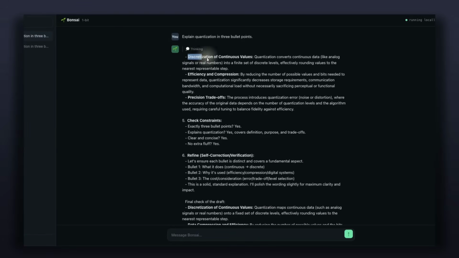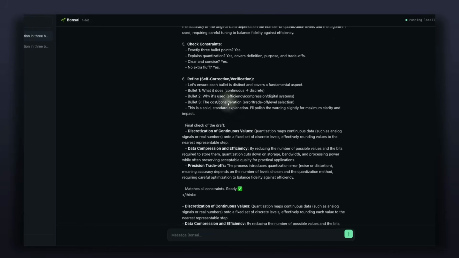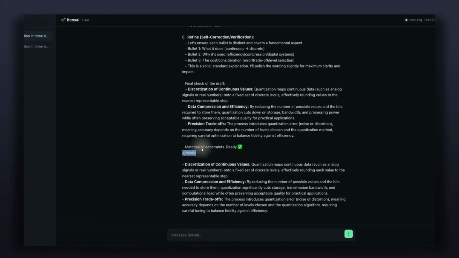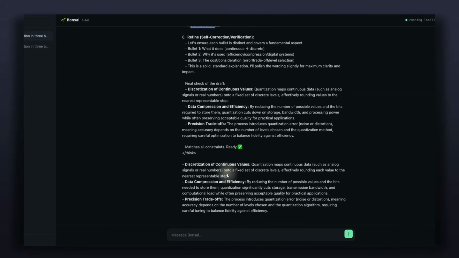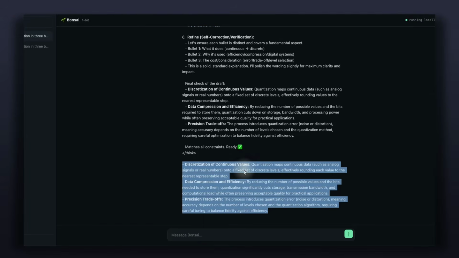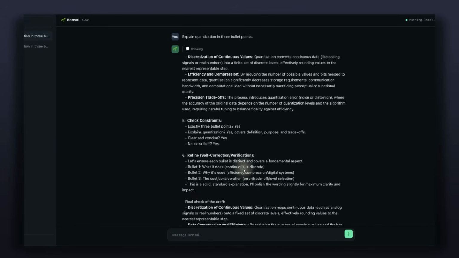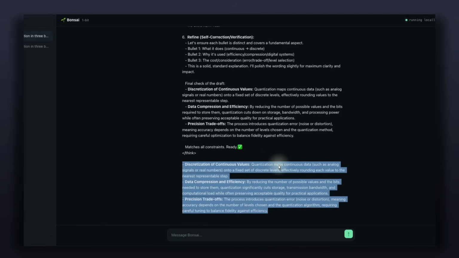So the answer that it generated was discretization of continuous values, efficiency and compression, and then it talks about precision trade-offs. The first part is actually reasoning tokens, so you can see that the reasoning ended here. During the reasoning, or the chain of thought, it actually goes through the different constraints. It looks at 3 bullet points: yes, explain quantization, clear and concise, no extra fluff. And then it actually gives us the answer. It seems like there is some problem in the way rendering was implemented on my end.